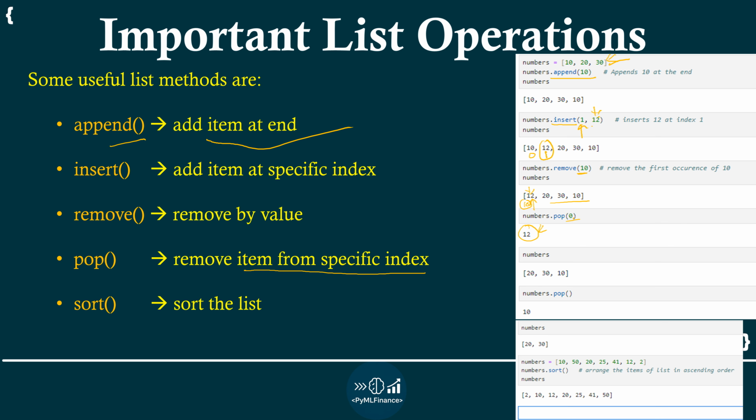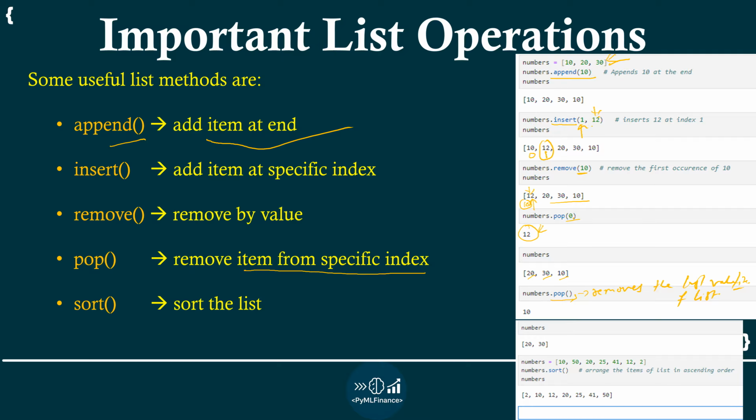Okay, now you can see numbers you have 20, 30 and 10. 12 is removed. Now if you do only pop and don't give any index within pop, by default it removes the last value of the list, or last item of the list. By default it removes last item of the list.